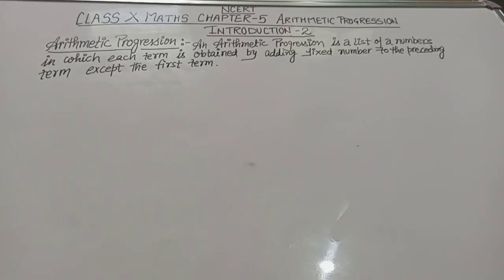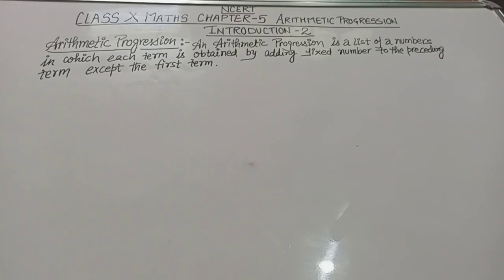Hello class, in this video we will study class 10th maths chapter 5, arithmetic progression, NCERT. Here is introduction part 2. In the previous video, introduction part 1, we studied how an arithmetic progression forms through a pattern. We saw that nature also follows some patterns, and took three examples: the first and second by adding, and the third by squaring.